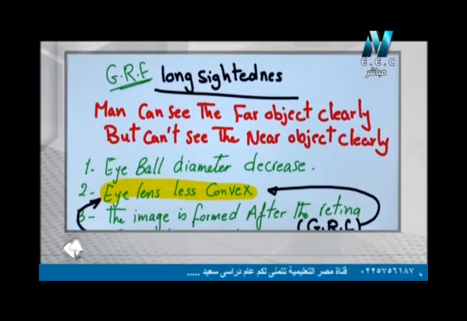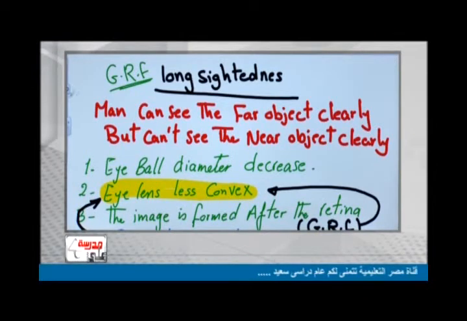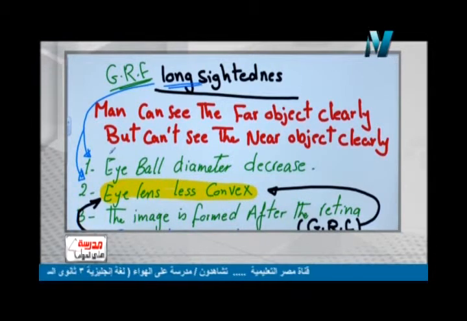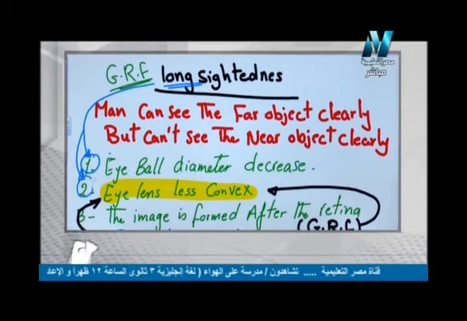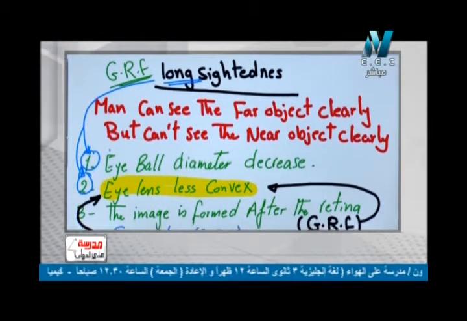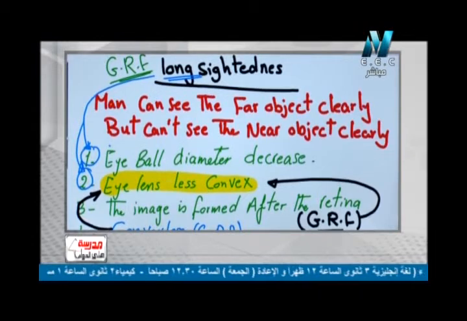I tell him two reasons, not only one reason. We have here the first: the eyeball diameter decreases, so the eye lens is less convex. When he asks me why he has long-sightedness, I tell him of course the first and the second reason. So if we want to say short-sightedness instead, we just replace some words.